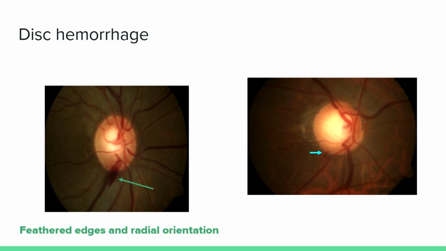You can see a disc hemorrhage in the inferior temporal quadrant. They often have feathered edges and a radial orientation. Here, in the second image, there is a very faint disc hemorrhage in the inferior temporal area.